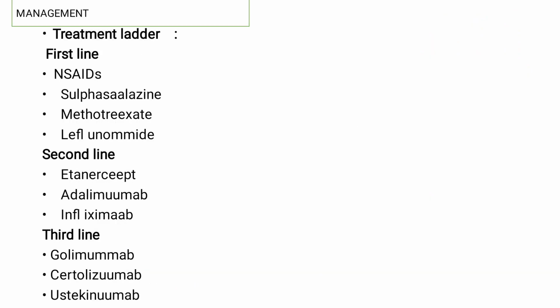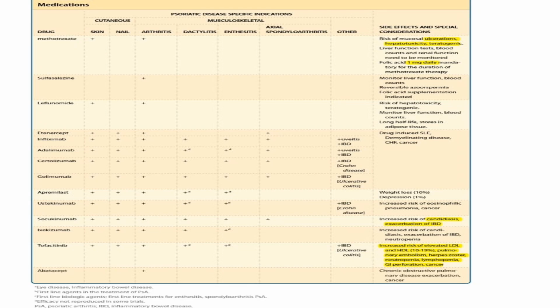Treatment ladder. First line are NSAIDs, sulfasalazine, methotrexate, leflunomide. Second line includes biologics: etanercept, adalimumab, infliximab. Third line includes golimumab, certolizumab, ustekinumab. Coming to individual drugs, methotrexate is used in both skin psoriasis and psoriatic arthritis and is effective in both. Sulfasalazine is effective in arthritis. Leflunomide is effective in both skin psoriasis and psoriatic arthritis. All the biologics are effective in both psoriasis and psoriatic arthritis.